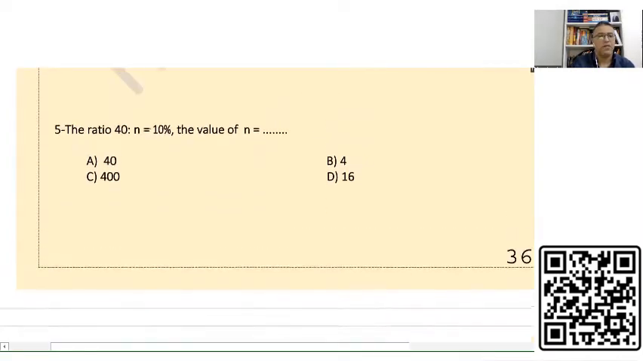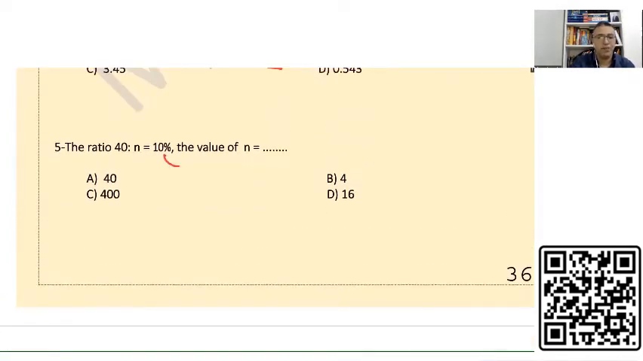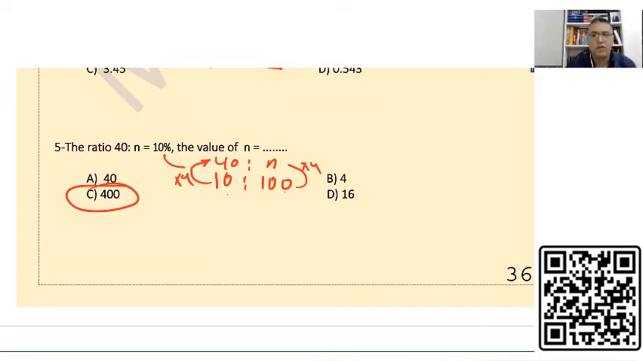Number 5. The ratio 40 to n is equal to 10%. 10% can be written as 10 to 100. So 40 to n is equal to 10 to 100. 10 multiplied by 4 gives 40, so 100 multiplied by 4 is equal to 400. You may have another method of solving this question, which is much easier than mine, but it's okay. Go ahead.